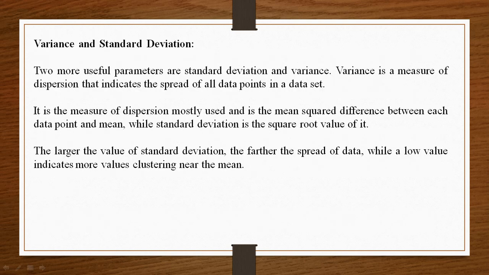Variance and standard deviation. Variance is a measure of dispersion that indicates the spread of all data points in the data set, that is how far they vary, okay, how far they spread out. It is mostly calculated as the mean squared difference between each data point and the mean, while standard deviation is the square root of it. The larger the value of standard deviation, the larger is the spread of data, while a low value indicates more values clustering near the mean. Okay, that means my points have not traveled far, they are somewhere near my main point.